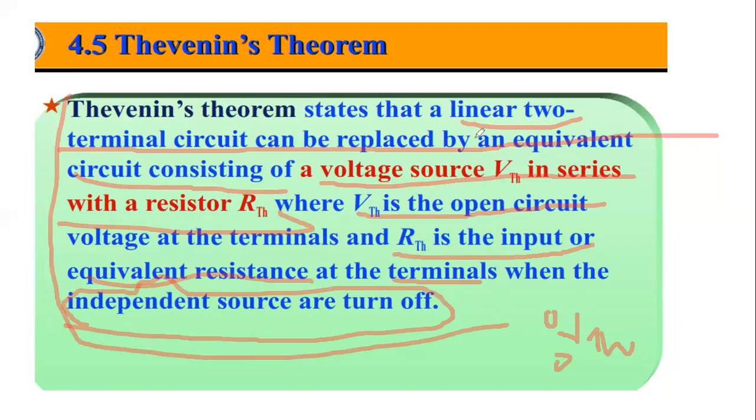Any linear two-terminal circuit can be replaced by an equivalent circuit consisting of a voltage source VTH in series with resistance RTH, where VTH is the open circuit voltage at the terminals, and RTH is the input or equivalent resistance at the terminals when the independent sources are turned off. So you should focus on the definitions of VTH and RTH.